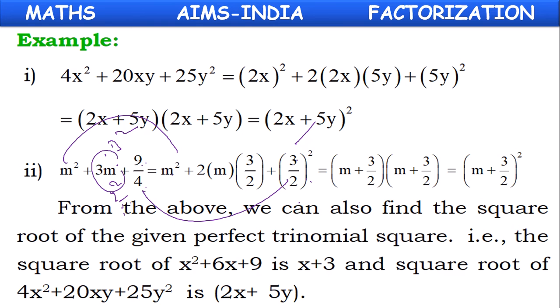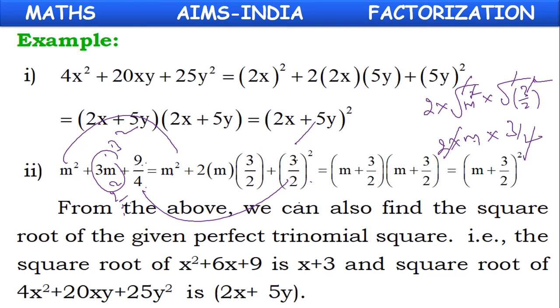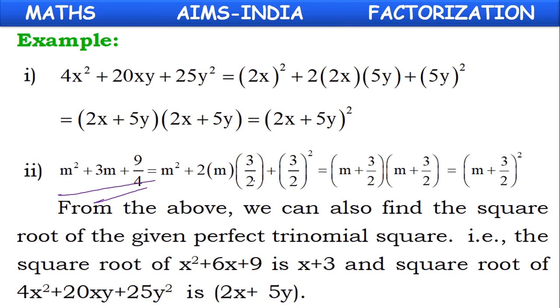The middle term 3m: 2 into square root of first term into square root of third term. Root and square cancel, 2 into m, root and square cancel, 3 by 2. The 2 gets cancelled, m into 3, 3m. We can write it like this, which is equal to 3m. So it is following the rules.